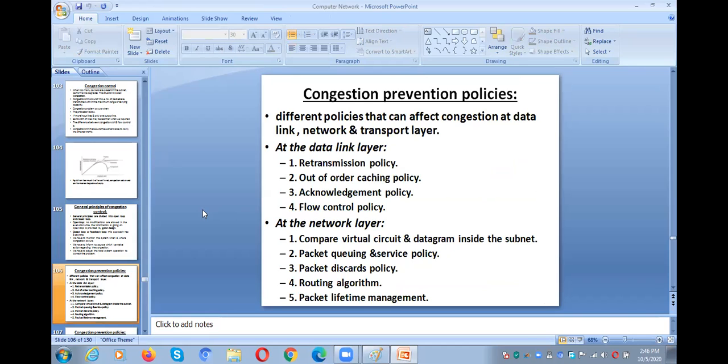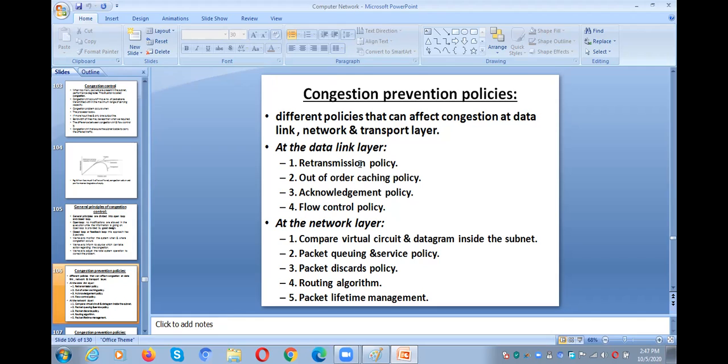And then congestion prevention policies. At each and every layer we have some policies: the data link layer, network layer and transport layer. In these three layers we have some congestion prevention policies. How can we prevent the congestion? At the data link layer, the retransmission policy. There are two types of retransmissions: one is go back and the second one is selective repeat. Which one do you have to choose? You have to choose selective repeat. If you choose selective repeat, if there is any damaged or lost frame, what will you do?